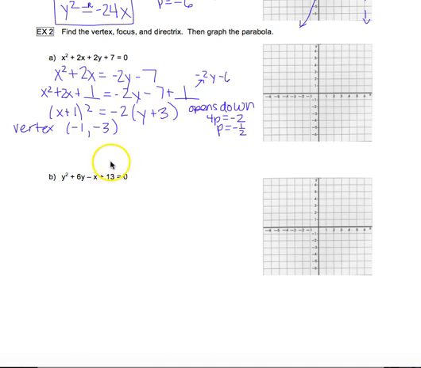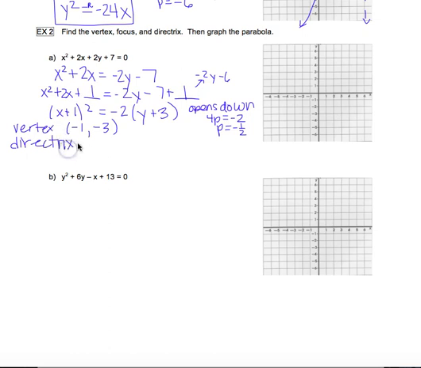To find my directrix, because it opens down, that means I'm going to go the opposite way. I'm going to go up to get to my directrix. Because it opens down, I know that my directrix is going to be a horizontal line.